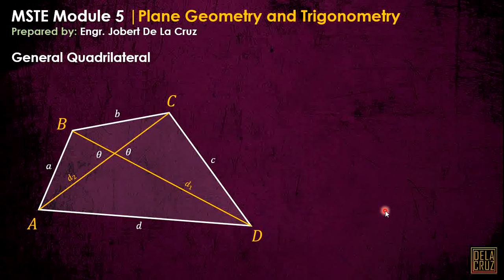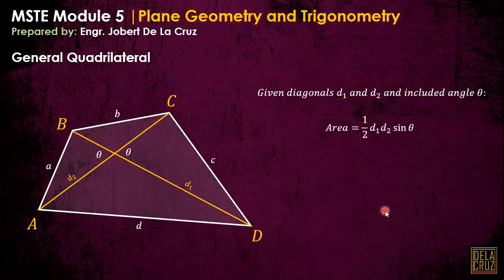Okay, let's have a general quadrilateral. Okay, so as you can see, quadrilateral is 4 sides, no? So, quadrilateral can be a square, rectangle, rhombus, parallelogram, okay, trapezoid. But here, I will just show you the general quadrilateral. Okay, so if given yung diagonals D1 and D2, then the area of a quadrilateral can be calculated by this one. 1/2 of D1, D2, then sine of theta. Theta is the included angle, as you can see in the figure.